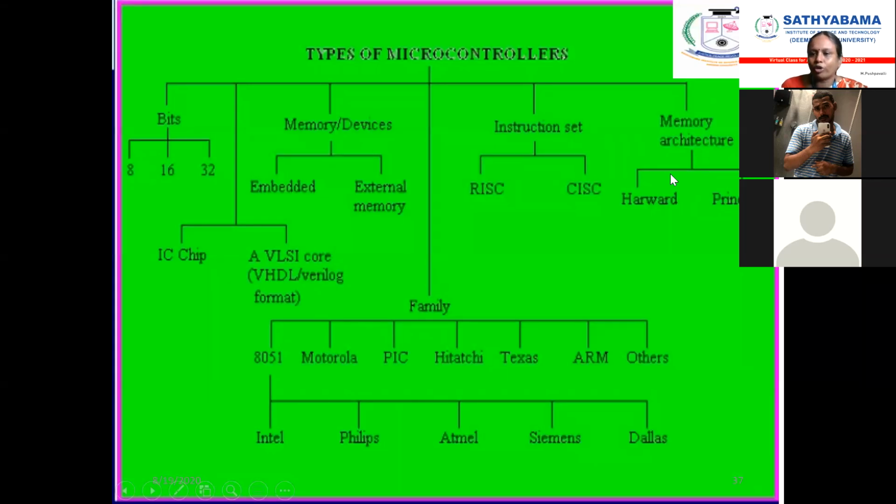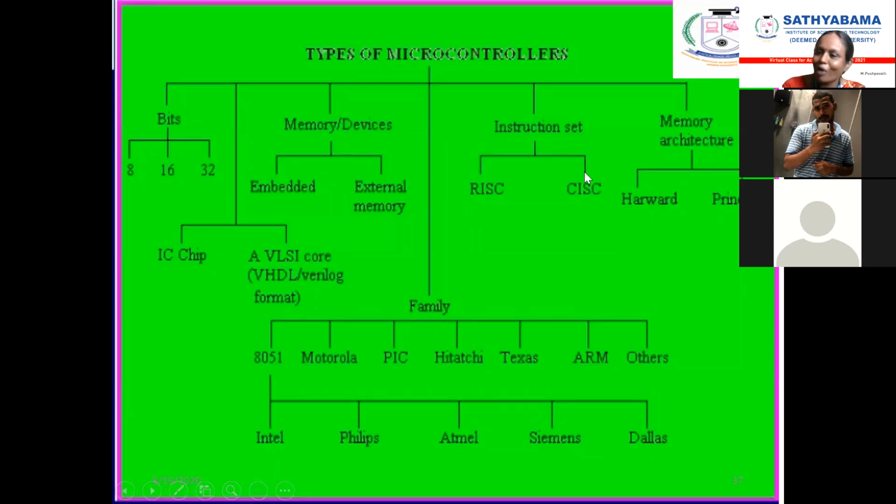Depending upon bits, there will be 8-bit, 16-bit, and 32-bit microcontrollers. I told you we are going to learn the 8-bit microcontroller. Then memory: we have both on-chip memory and external memory. Instruction set, RISC and CISC. I already told you yesterday, RISC means reduced instruction set computer, CISC means complex instruction set computer. So that is RISC and CISC based. But the 8051 is a CISC based system only.